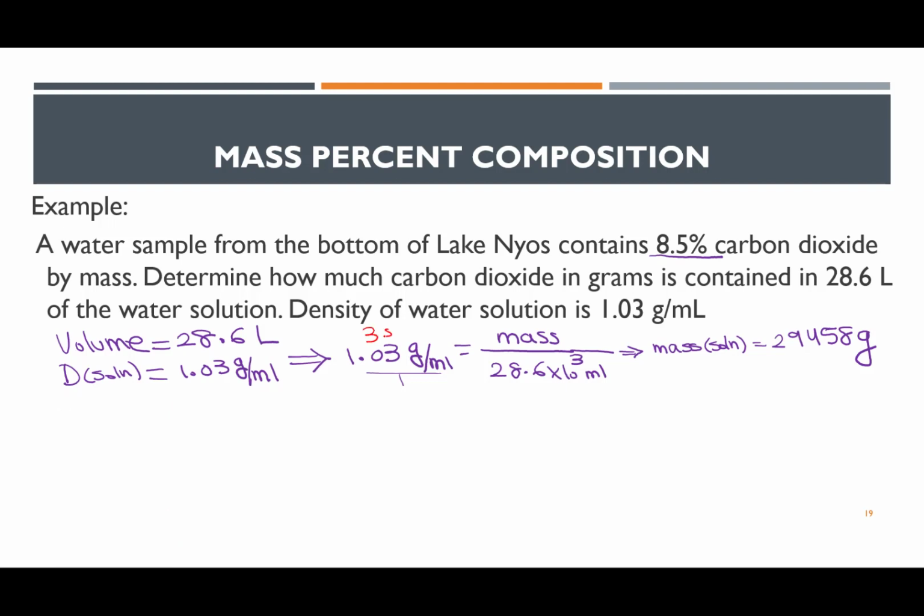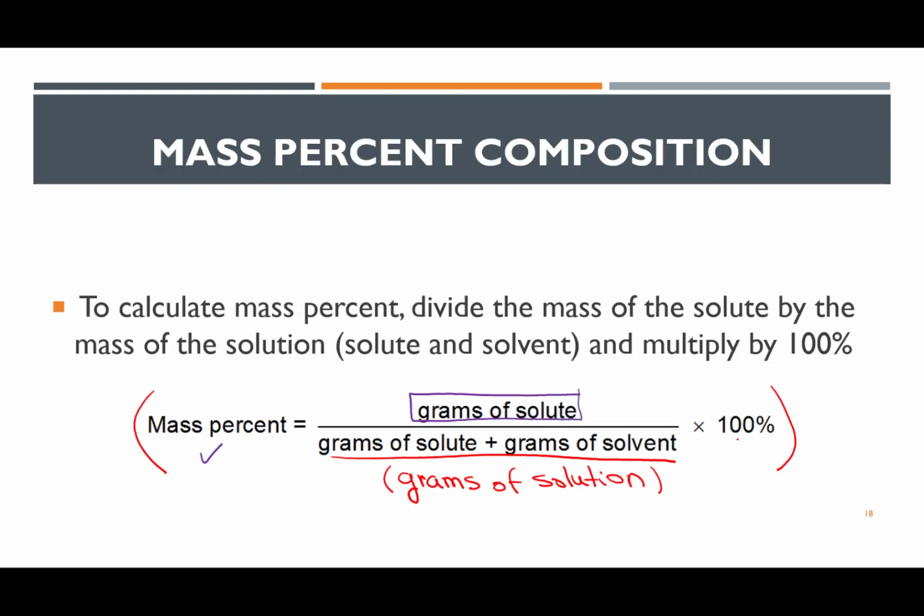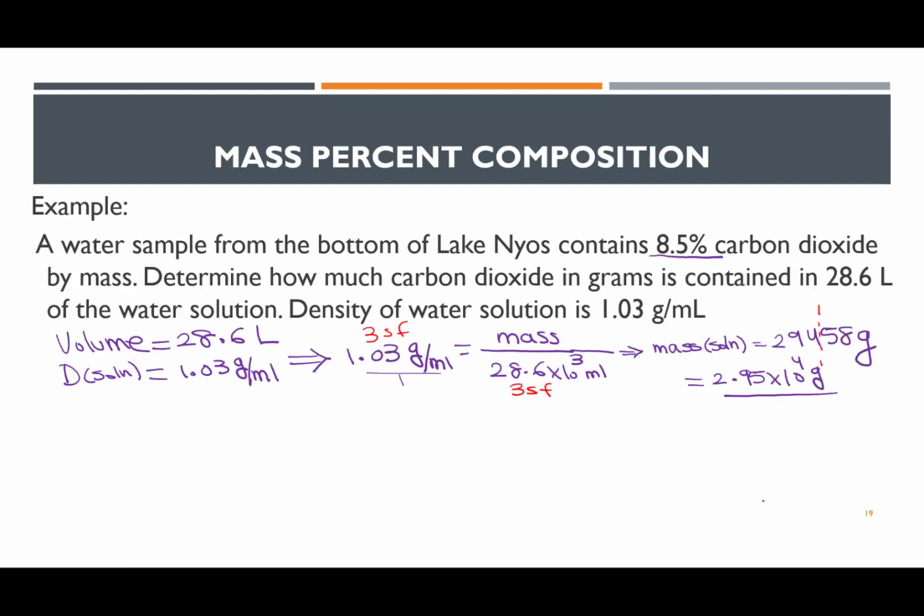This number is 3 sig fig. That number is 3 sig fig. Your answer has to be 3 sig fig, which will be equal to 2.95 times 10 to the power of 4 grams. This is the mass of your solution. Now, then you have the mass percent. Since the mass percent is multiplied by 100, then to put that number, I divide it by 100, or just leave it like that, okay?